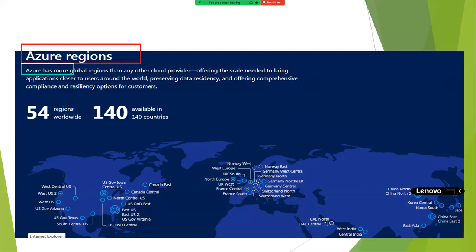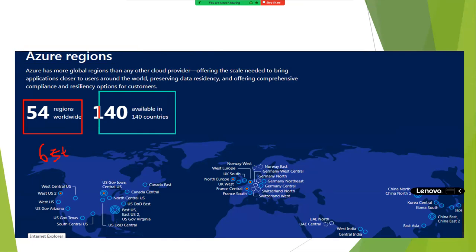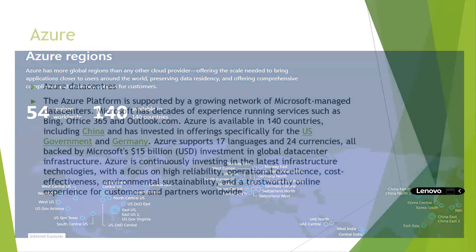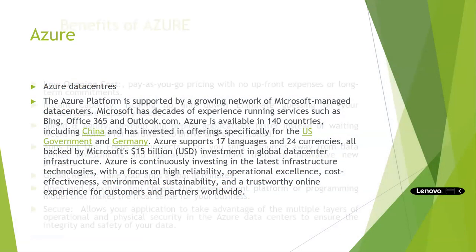This is a slide I pulled from the Microsoft official site. Azure has more global regions than any other cloud provider. Who is the competitor here? Other cloud provider in the sense, AWS. Yeah. So now the regions are 65 plus, around 140 countries, where Microsoft has their own data centers. This is about Microsoft Azure.